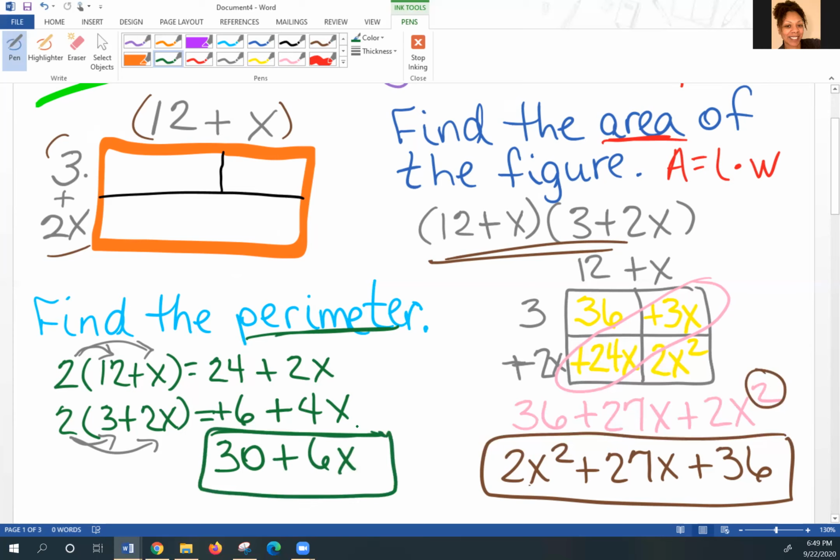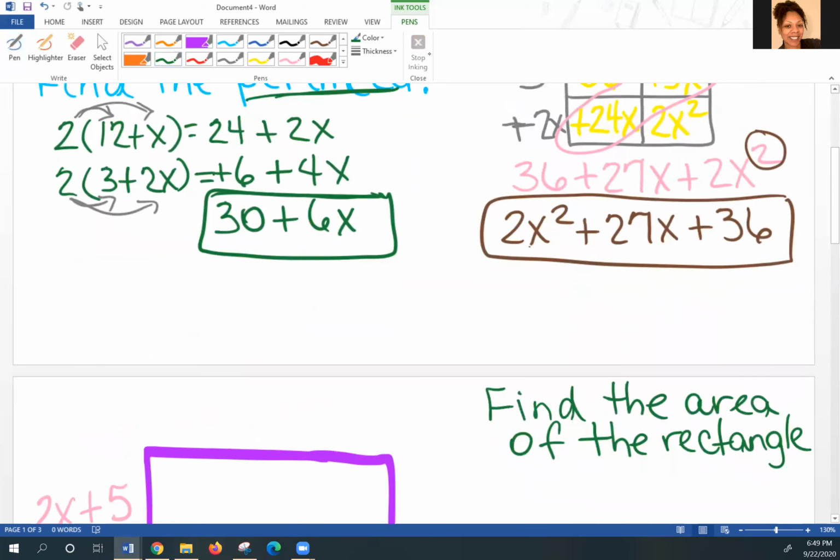Okay. If you were asked to write it in standard form, you would just put the 6x first plus 30.